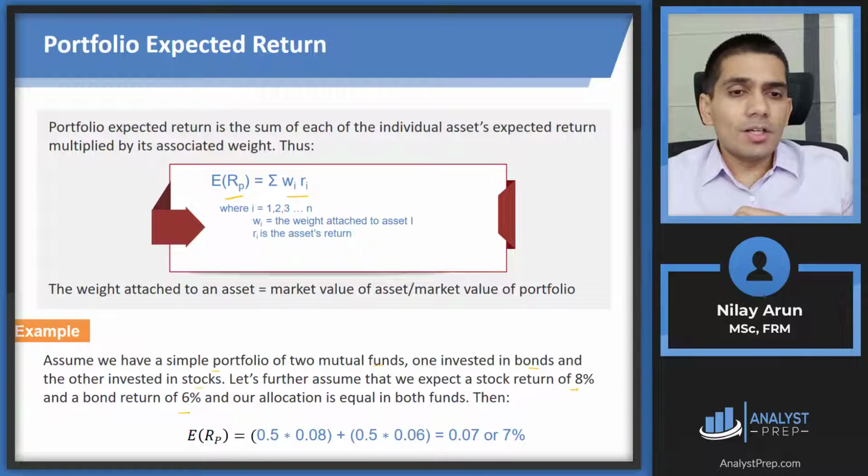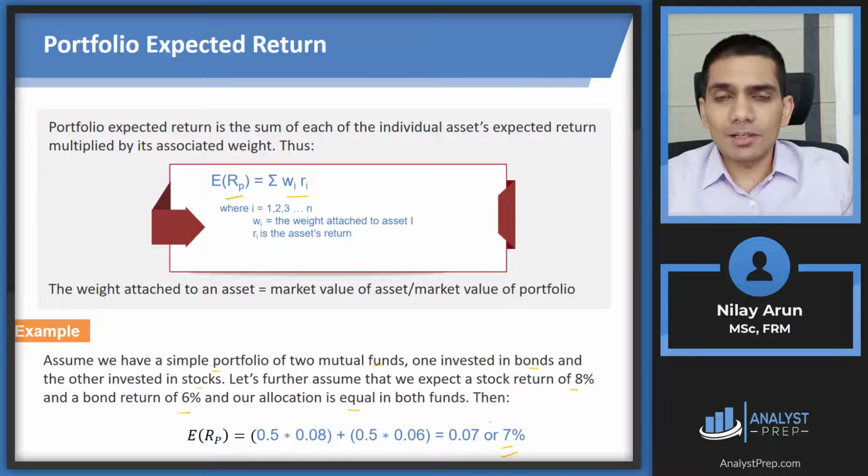Now the stock return is 8% and bond is 6%. And we're assuming that the allocation is equal, which means that the weight is 50-50, or basically 0.5 and 0.5. So what will be the expected return? That will simply be 0.5 into 8% plus 0.5 into 6%. So your expected return of the portfolio is simply 7%. So that was easy. Now let's look at the more complicated bit.